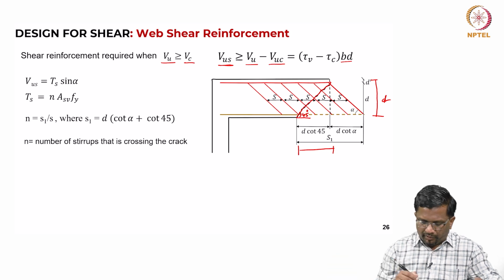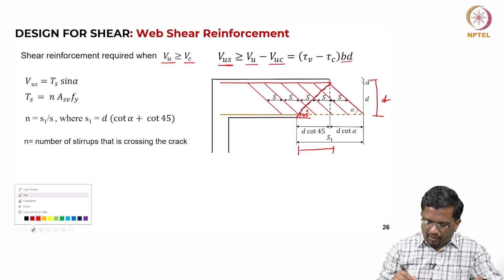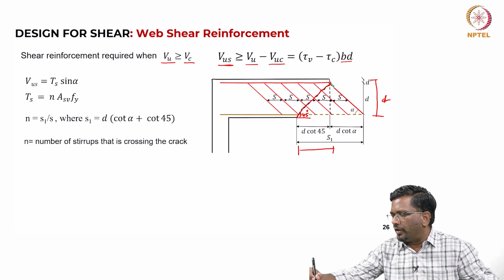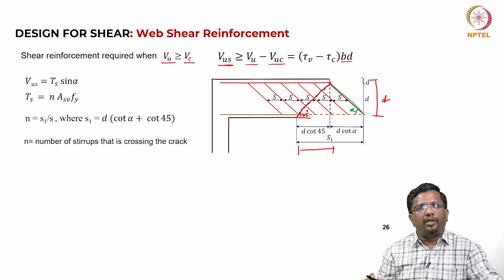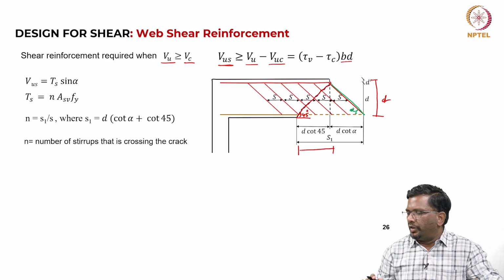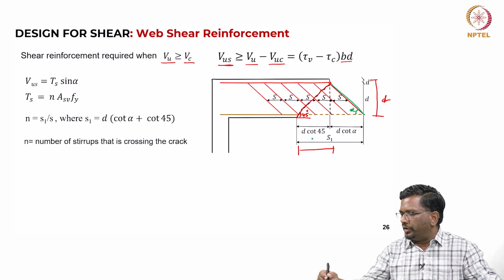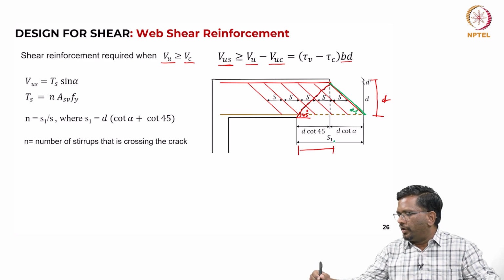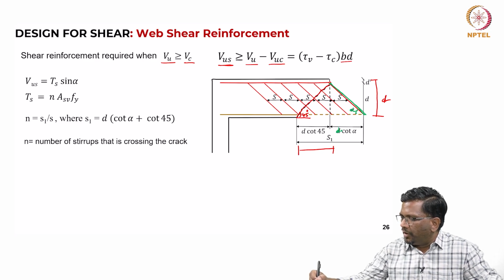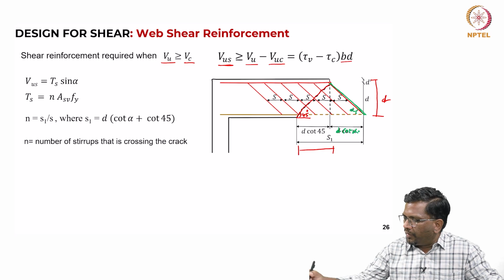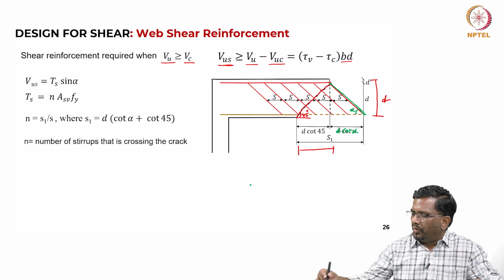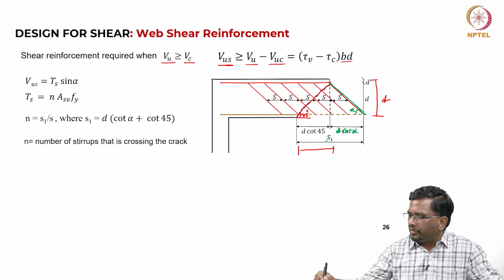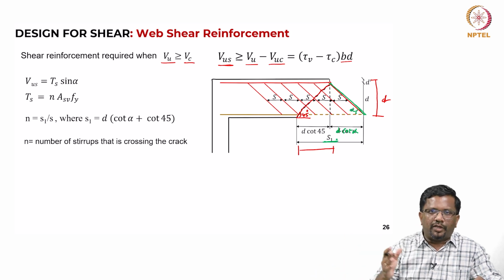Then in terms of reinforcement, if you put this reinforcement at a generic angle, let us say alpha, then the number of stirrups it will be crossing will be from d cot 45 plus, now there is one more stirrup also crossing. So, if you take this angle as alpha, then this horizontal distance will become d cot alpha, like what we have here. So, the number of stirrups that are within this distance S1 will be crossing that shear crack.